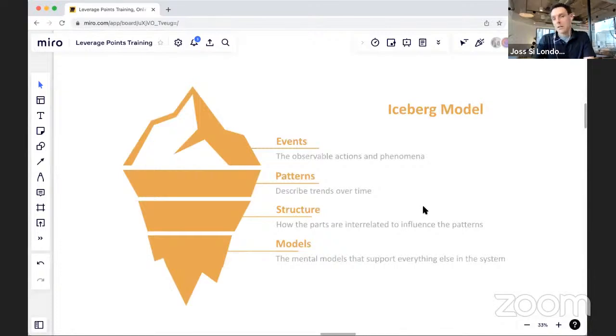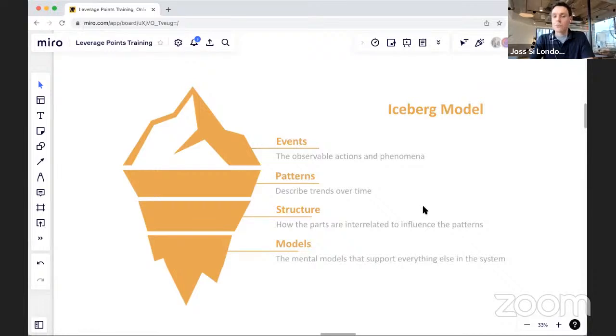It posits that there are 3 or 4 levels on which we can think about the system, from the observable actions and phenomena that we might call the event level, the stuff above the water, the stuff we see every day. Beneath that are the patterns and the trends over time that are creating those snapshots that we see on the event level.